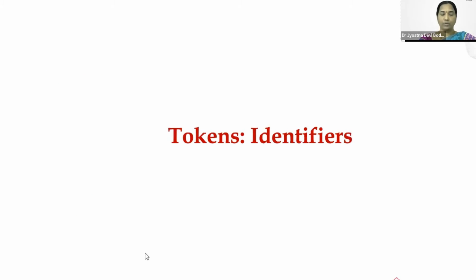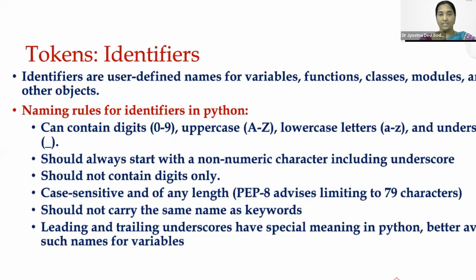Now let's try to understand what identifiers are. Identifiers are basically user-defined names. That is, the user is providing some names, which is why they are considered user-defined names. We use these user-defined names to refer to a variable name, function name, class name, module name or object names. While creating variables, we will be assigning names to variables, functions, classes, modules or objects.